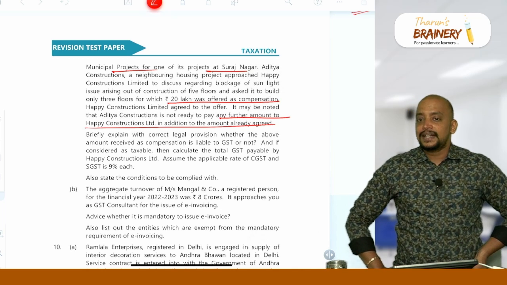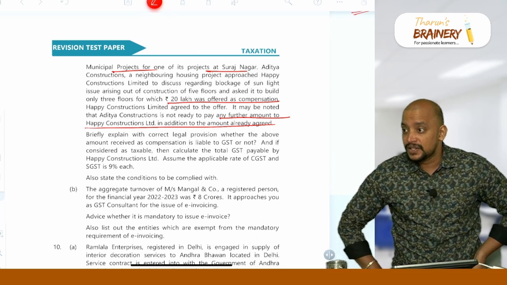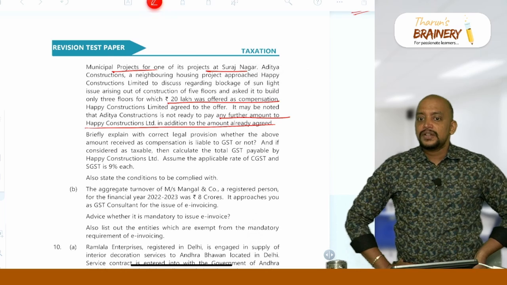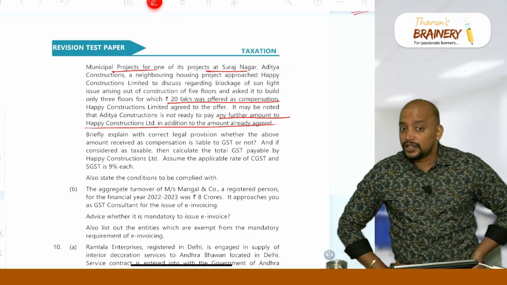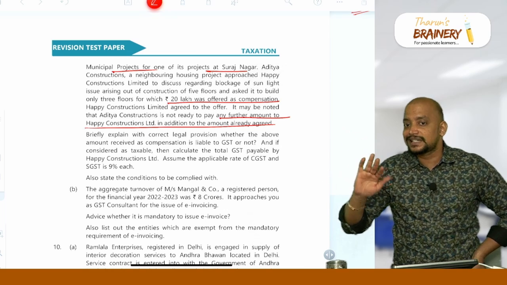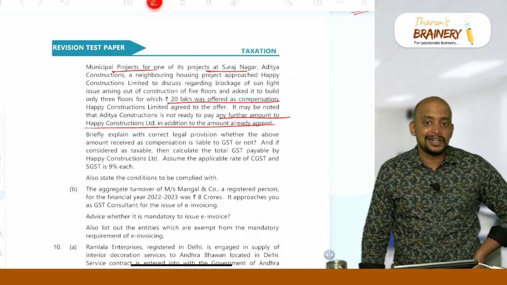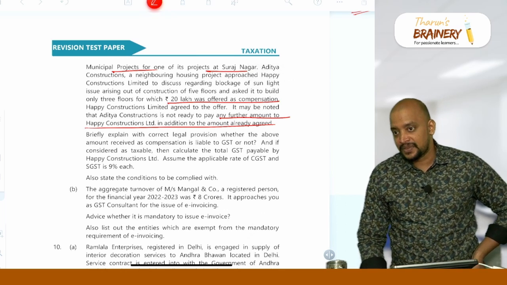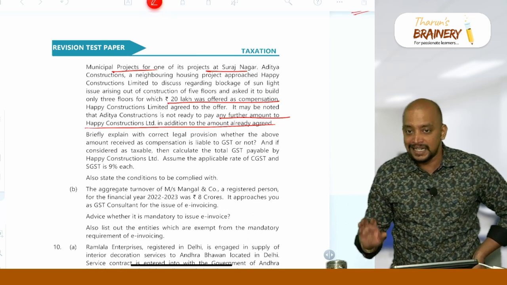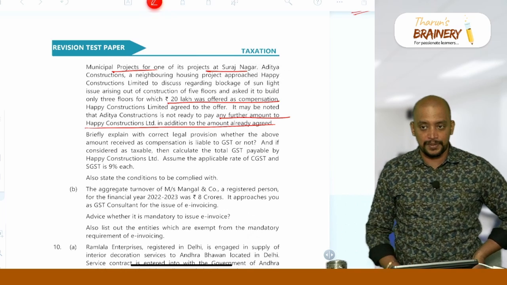Here it is like consideration received, 20 lakhs, for not doing an act, correct? So not doing an act. What is that not doing an act? Not constructing 5 floors, instead they will be constructing only 3 floors. So this will come under supply of service. And as there is an activity for consideration, it is a supply under 7(1)(a), and we don't have any exemption in this regard, therefore it will be taxable.